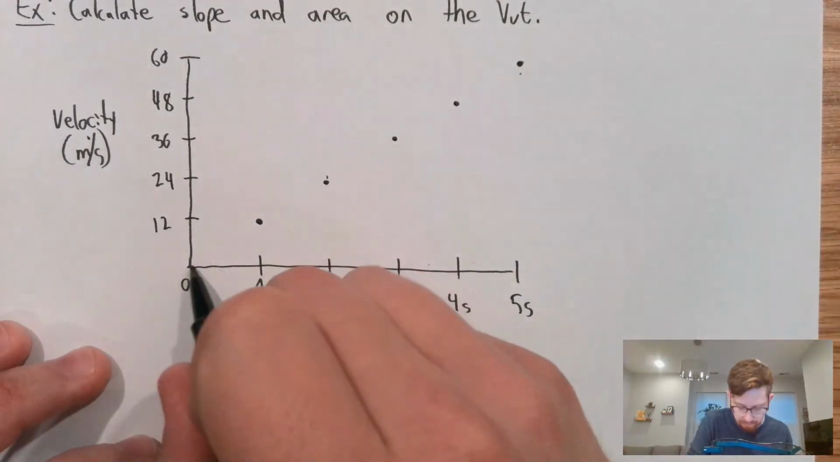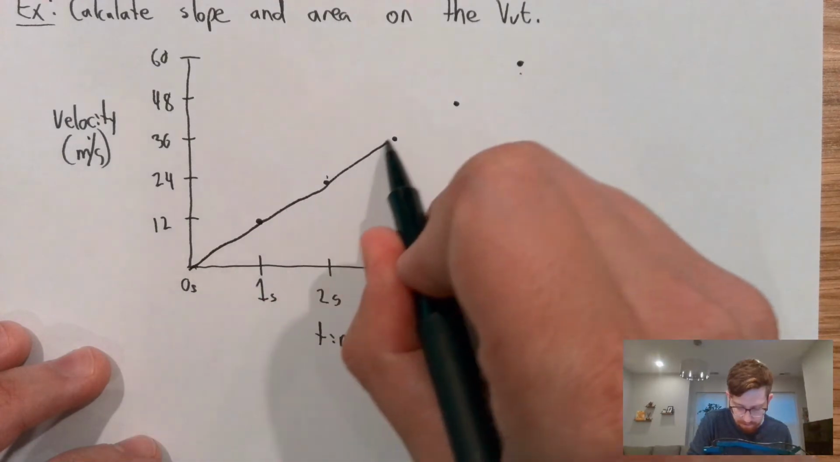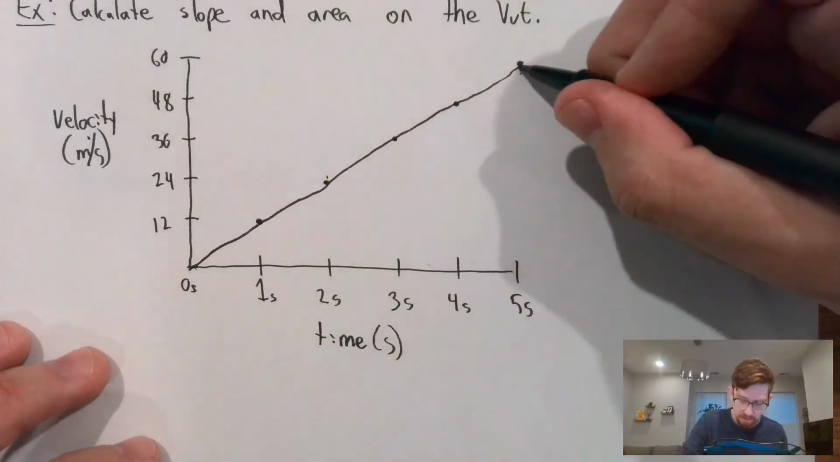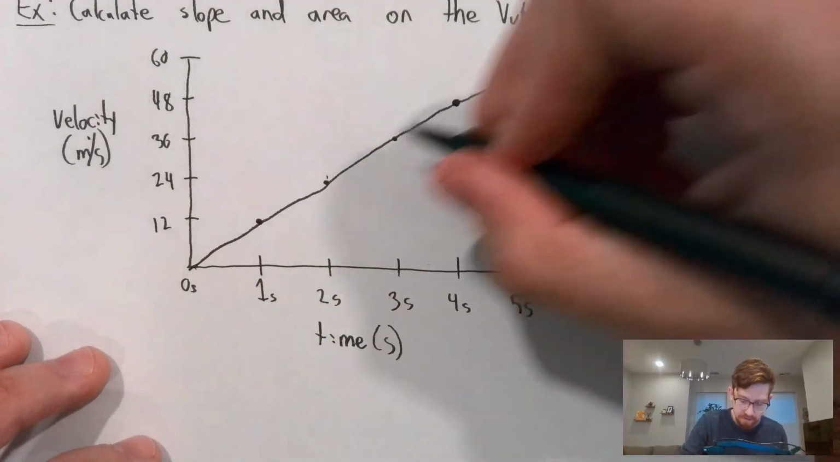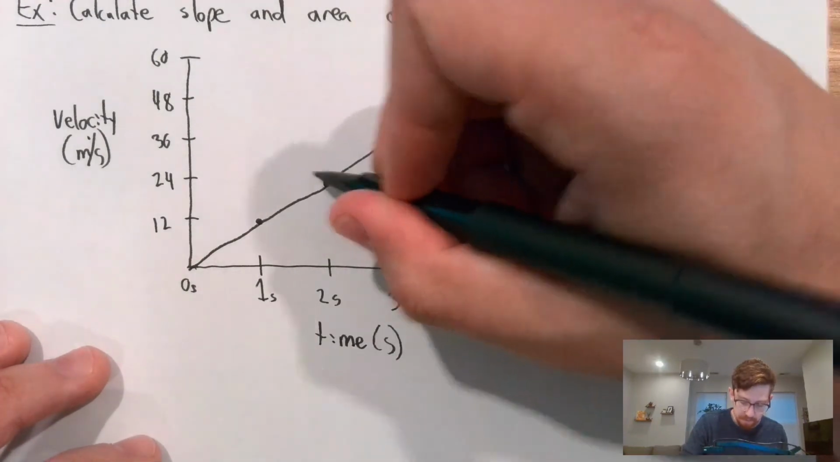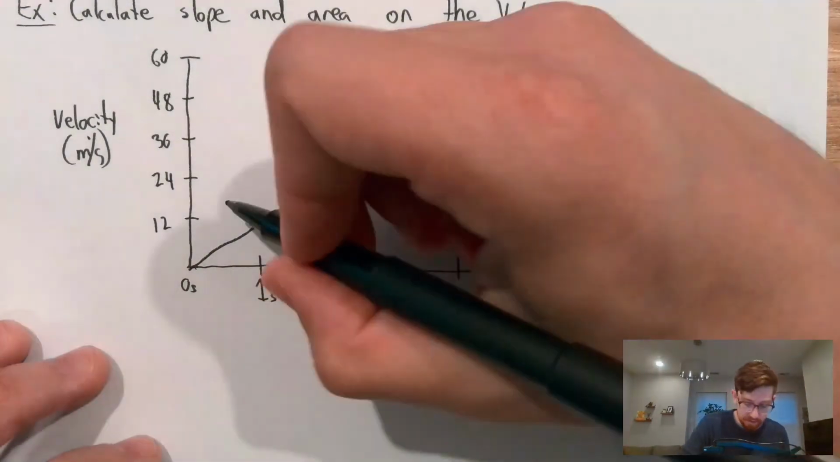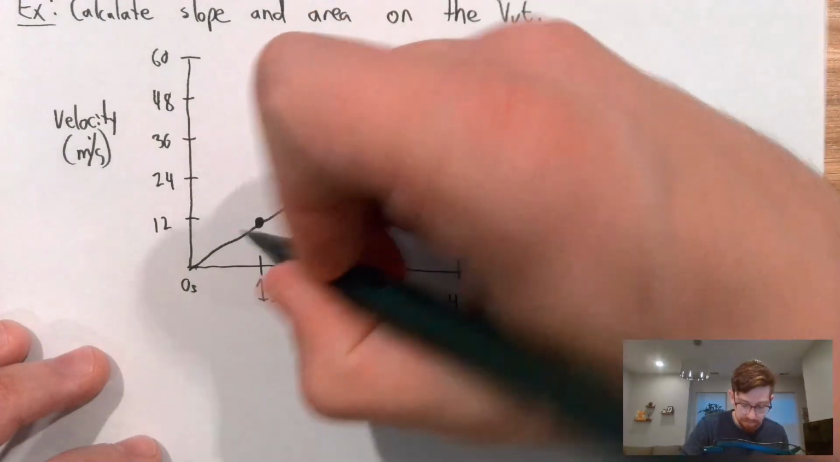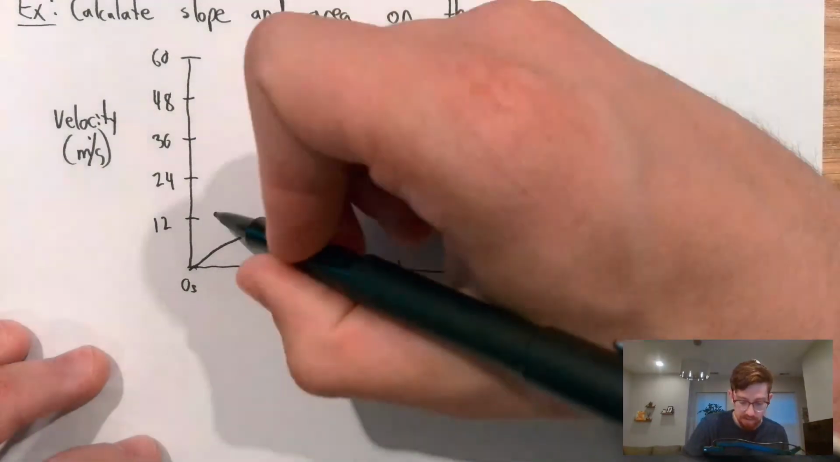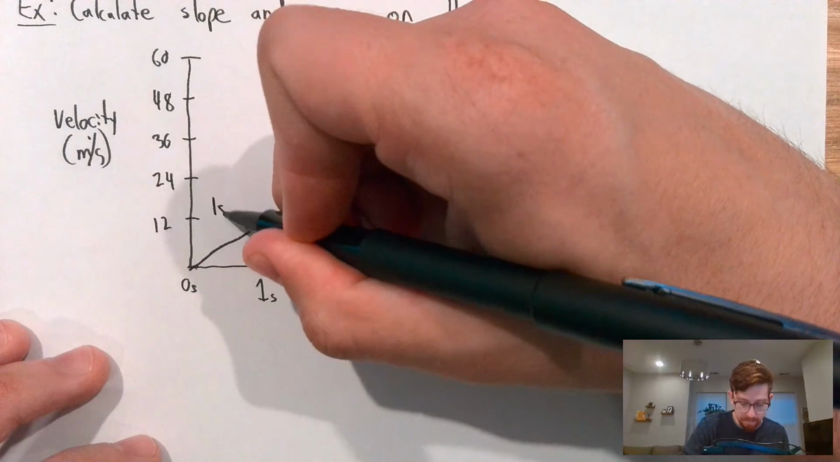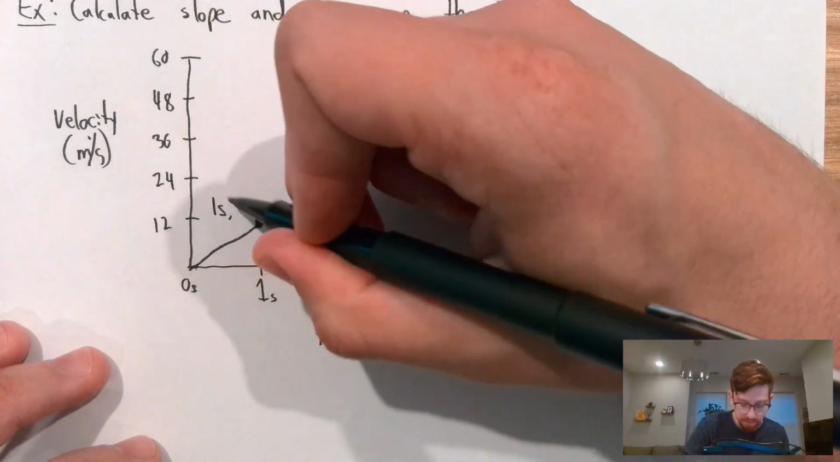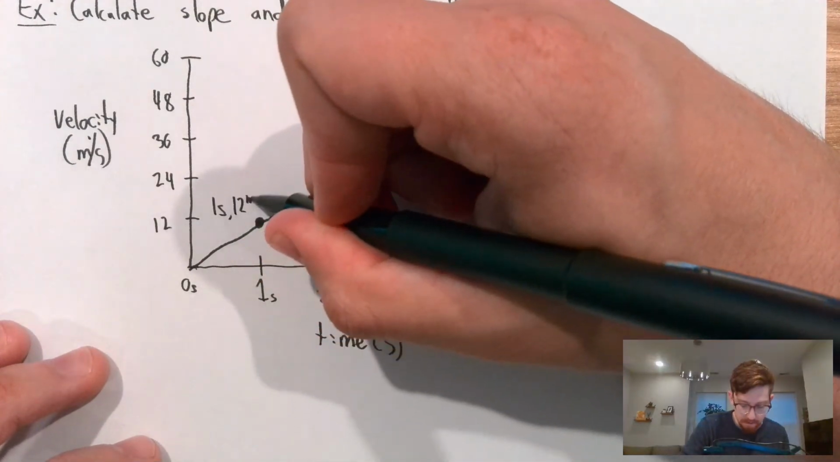Don't get too worked up trying to get these perfect. You don't need to get your drawing perfect. The main thing is to write down these points that I'm about to write down. So I'm going to actually write the units with the points just to make it a little more clear. So this point right here is 1, 12, but this is physics, man. We've got to have units. 1 second, 12 meters per second.